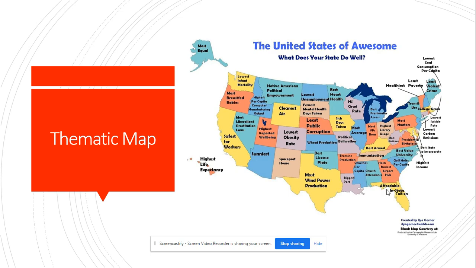As you can see, we are Texas, and we are known for most wind power production. There are other states that have different awesomeness to them. And we can see that Pennsylvania over here has the most hunters. And California over here is the safest for workers. So that just gives you a little bit of fun in your types of maps.